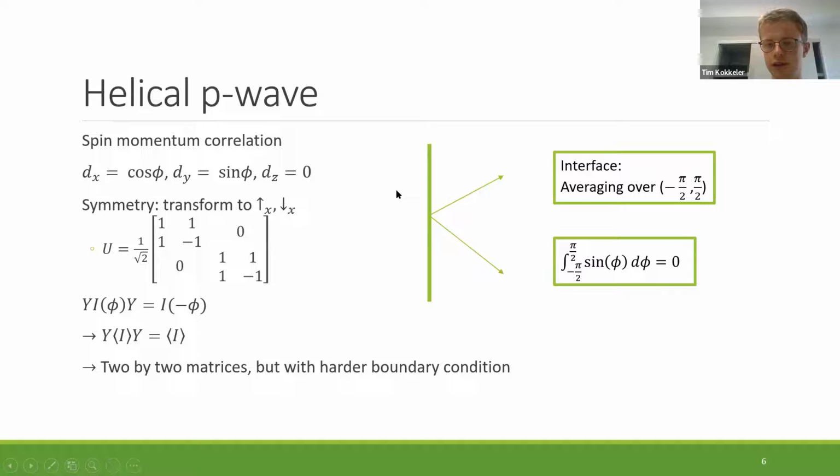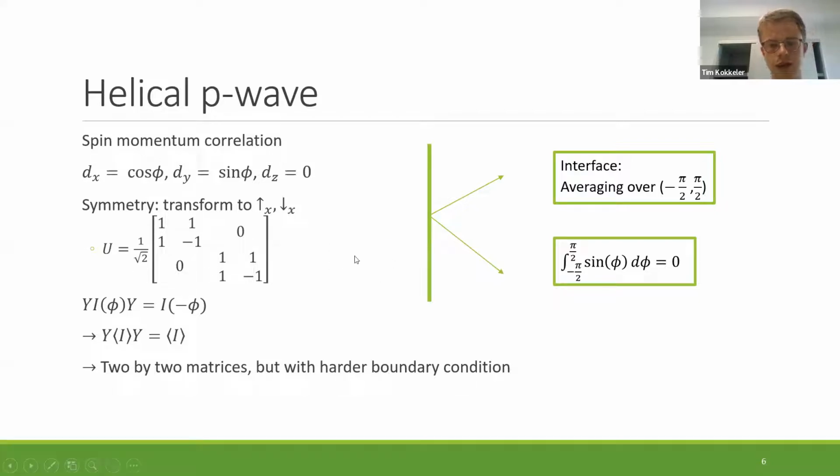So we're only interested in the angular average current that comes from the modes passing through the interface. And if we look at the d vector, we see that the dx component is even in angle, but the dy component is odd in angle. Therefore, it's convenient to use the symmetry and to transform actually to a basis of x spins via this matrix.